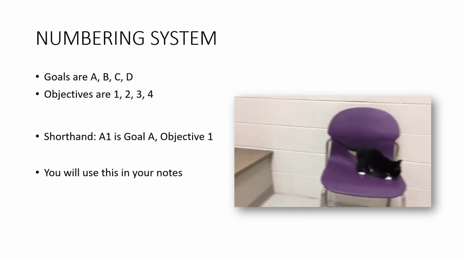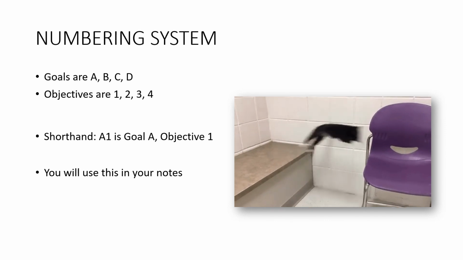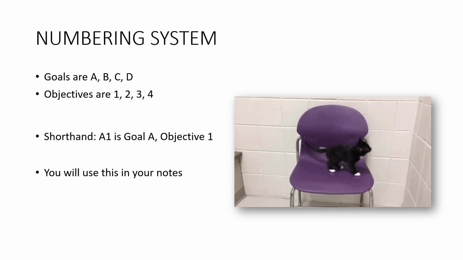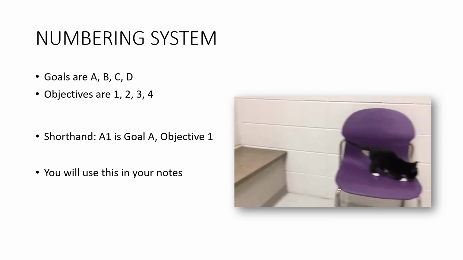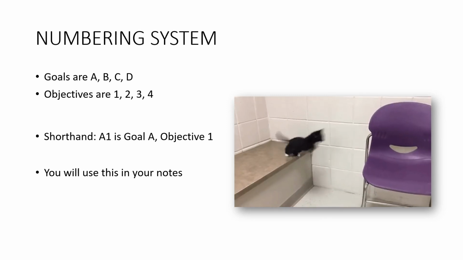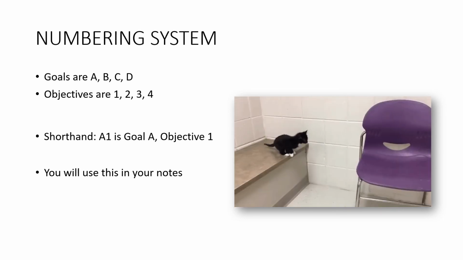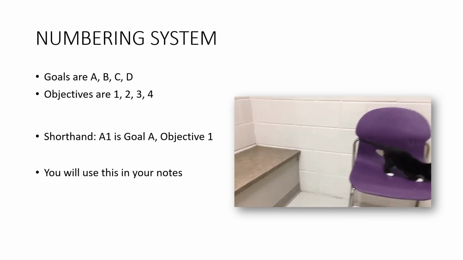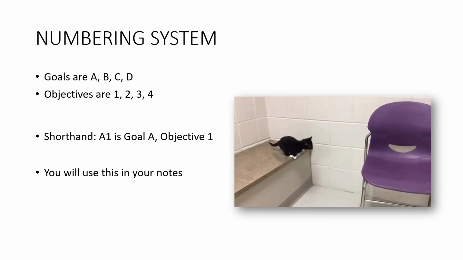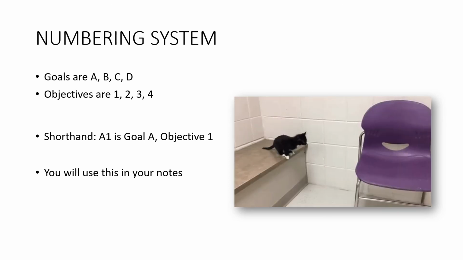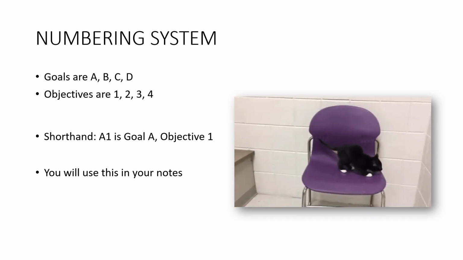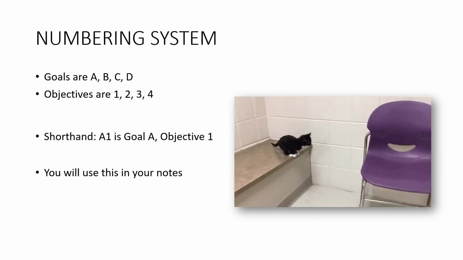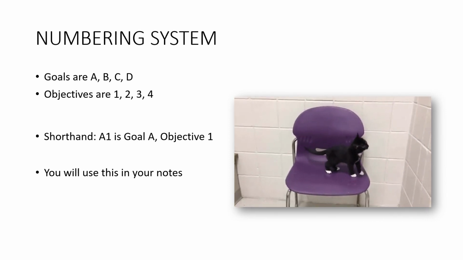Numbering system. Goals are A, B, C, D. So that's goal 1, goal 2, goal 3, goal 4 if you had 3 goals or 4 goals, but we want to call them A, B, C, D because objectives are usually used with numbers. So those would be objective 1, objective 2, 3, and 4. So the shorthand would be A1 is goal A, objective 1, and you will use this in your notes. So you don't have to write client is achieving goal A, objective 1. You can just say A1 was reached. Okay, it's just a shorthand so that you don't have to write it all out.